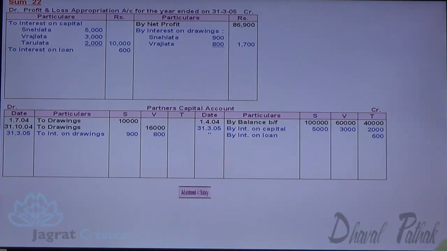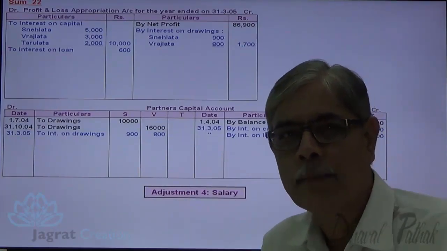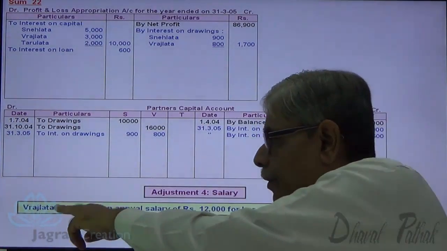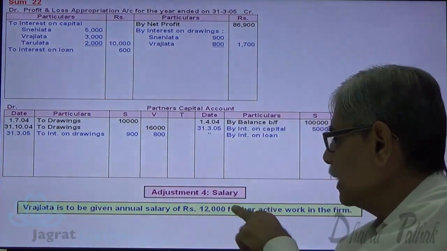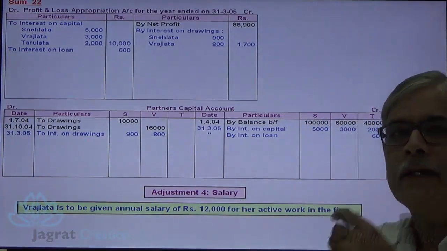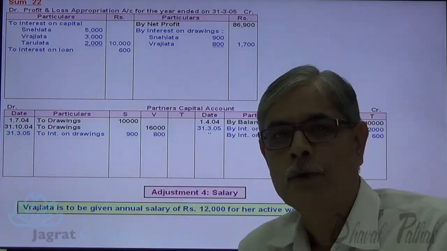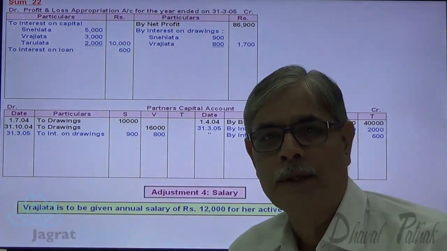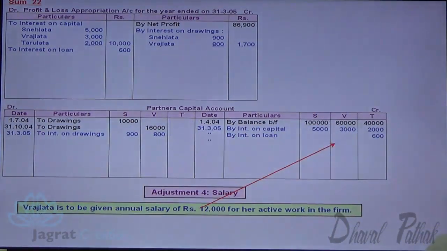Next adjustment, salary to a partner. Vrat Datta is to be given an annual salary of 12,000 for her active work in the firm. Salary to a partner debited to profit and loss appropriation account and credited to Vrat Datta's capital account.